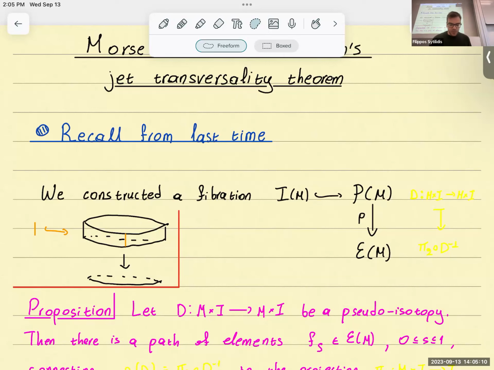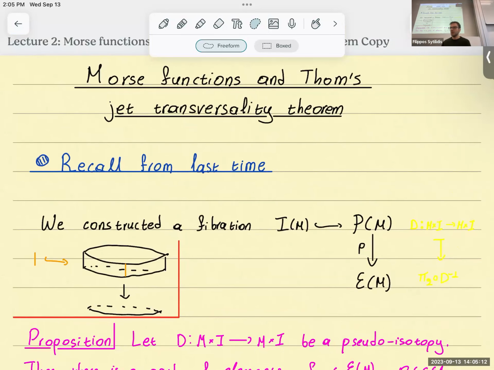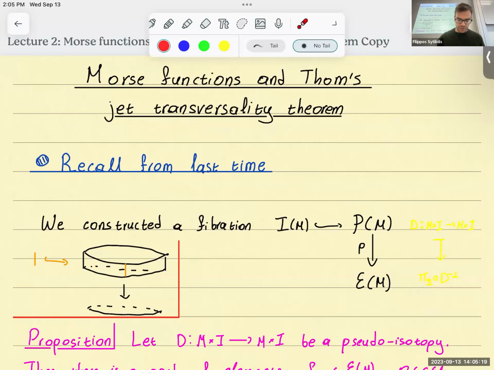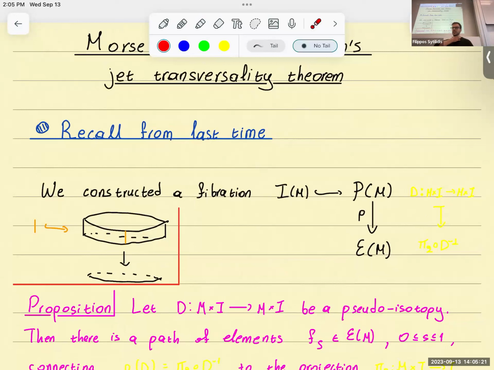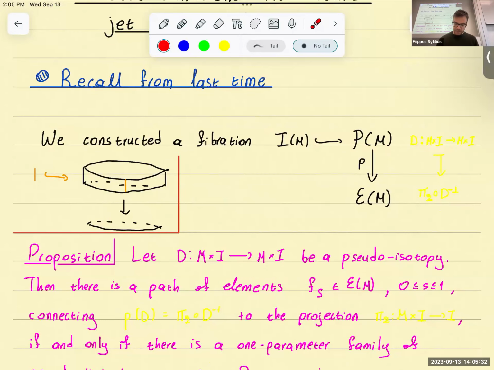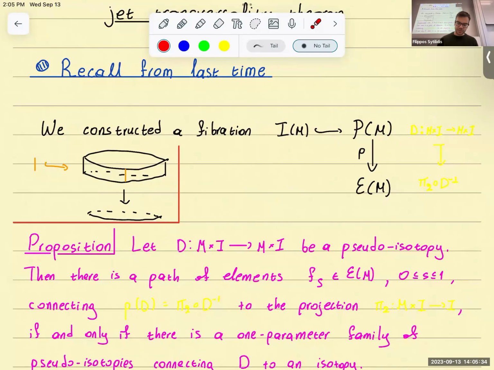Okay. All right. So, well, welcome everyone. I just want to start with a small review of what we did last time, and then introduce Morse functions and more things along the way. But just recall from last time, what is the thing that we are trying to study? We're trying to study this space of pseudo-isotopies on a manifold M.